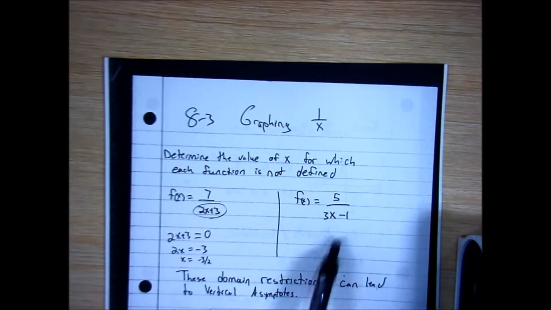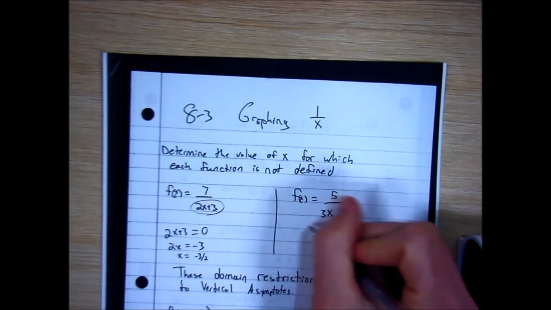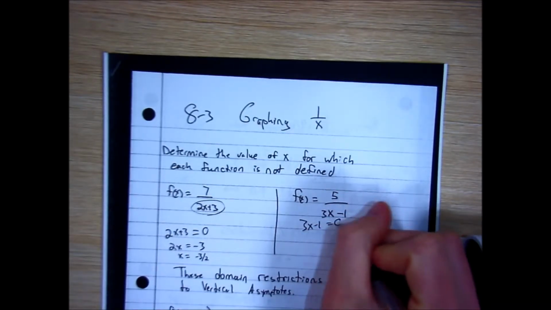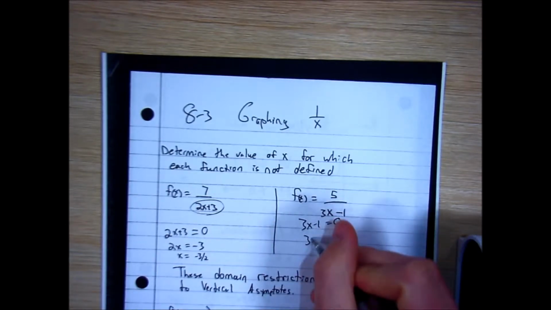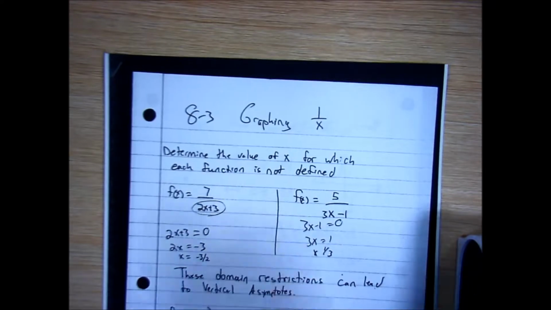Why don't you take a second here to think about that one. Alright, so you should have 3x minus 1 equals 0. We're going to add the 1 over and then divide by 3. 1/3 would make that equal 0.